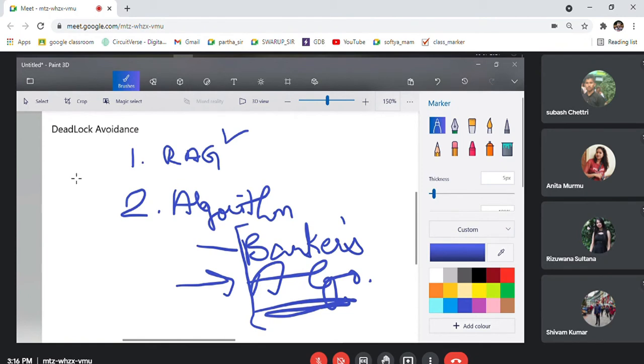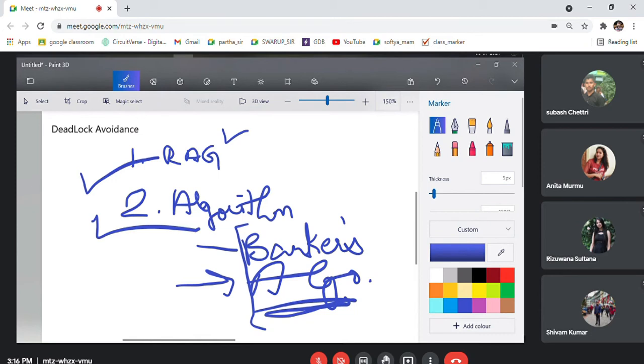Okay, so under deadlock avoidance, I've already taught you this. There is an algorithm, and I'll explain that algorithm with the help of a numerical, which we will do at the end of this chapter so that it becomes clear to you. Okay, so now we are moving to the next topic.